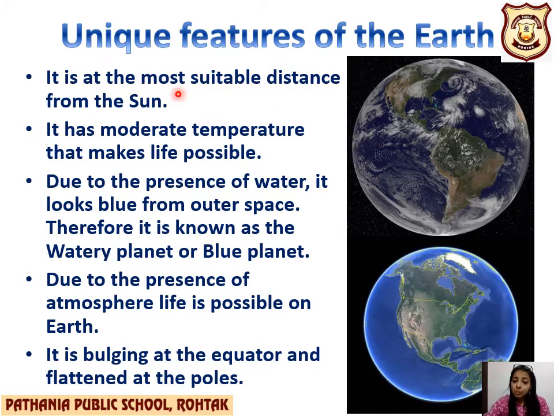So what happens? क्योंकि ये perfect distance पे है, so it helps to maintain the moderate temperature. Moderate means which is never too high nor too low. So it has moderate temperature that makes the life possible. So this was the first. Then due to the presence of water, whenever we see the earth from the space, अभी भी हम देख रहे हैं ये.